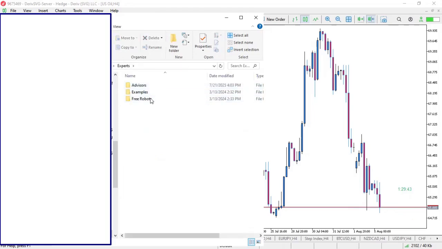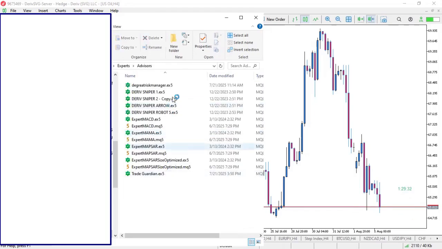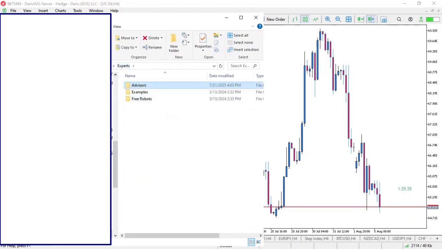So you would delete this one, you would delete advisors, and then you copy and paste the advisors from the zip folder you downloaded and paste it here. If you paste it here, you're going to have all the indicators, everything here. Okay. So that is that on the expert.